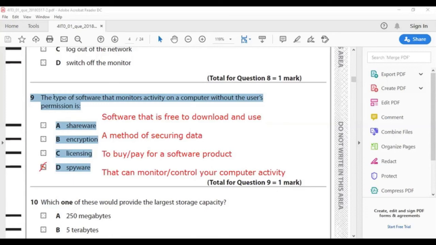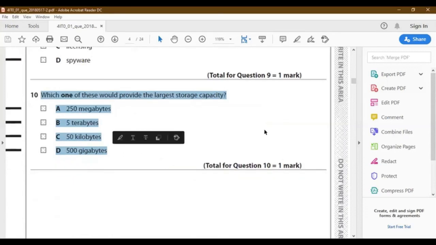Moving on, Mr. Usman. Which of these will provide the largest storage capacity?